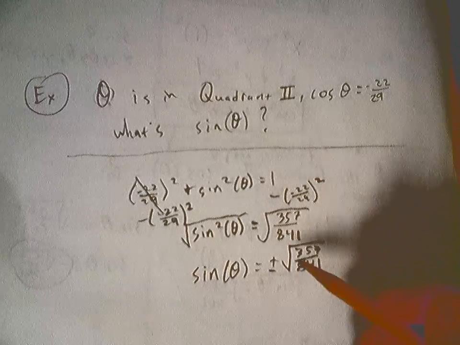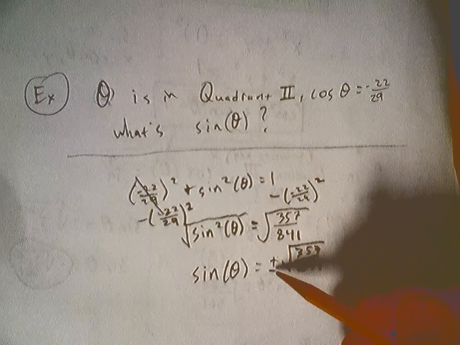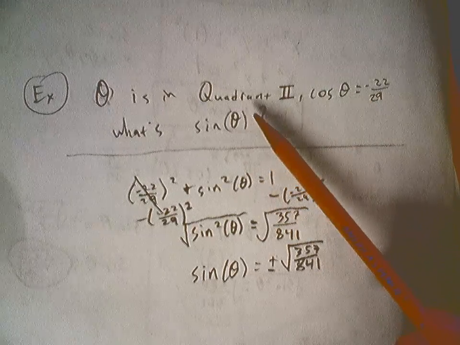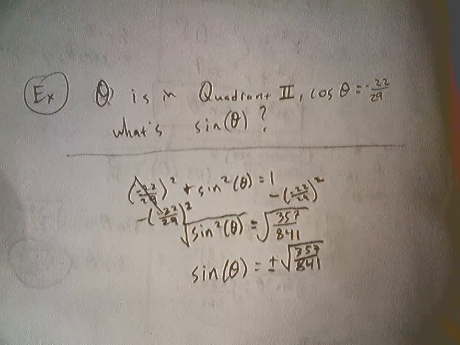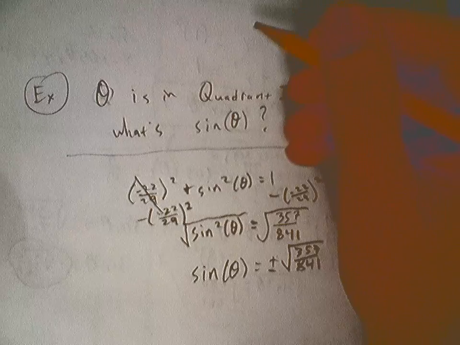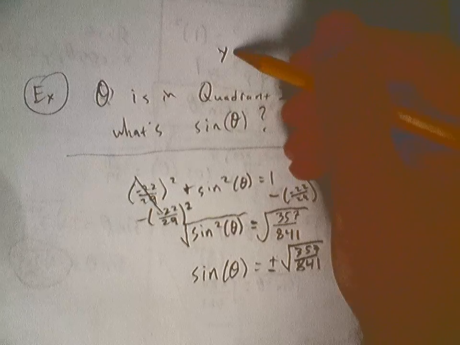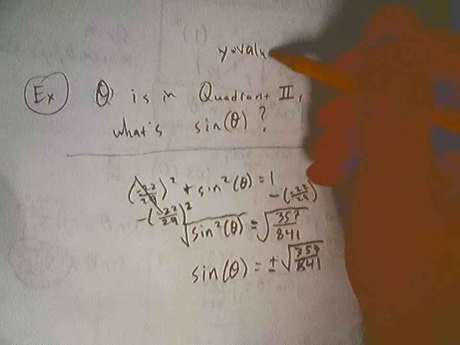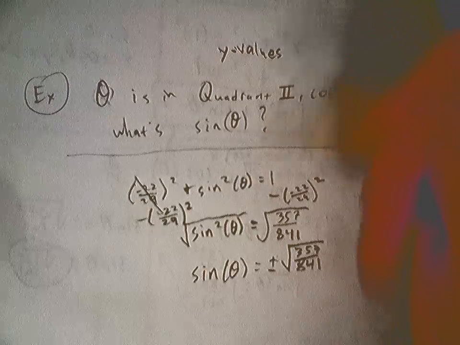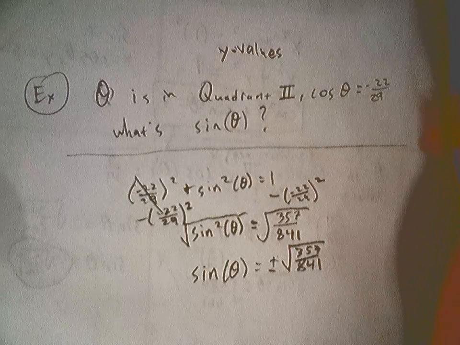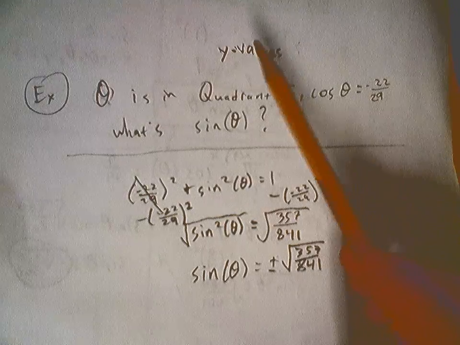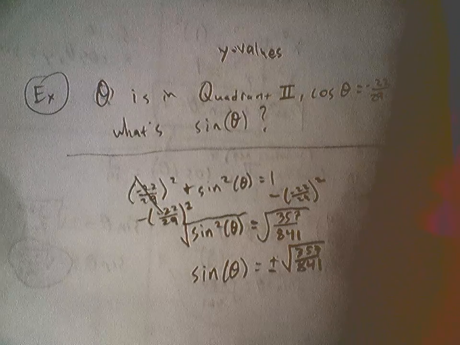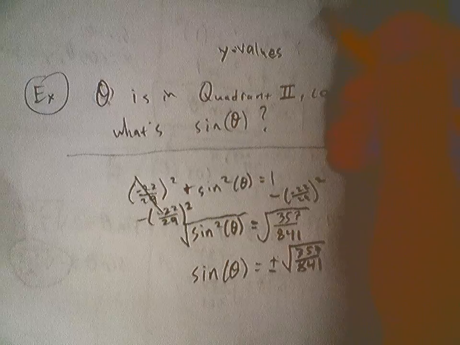So the question is, is it the positive value or is it the negative value? Let's look back and see what quadrant our angle is in. Our angle is in quadrant 2. Let's think about what we know about quadrant 2. Particularly since we're working with sine right now, what do we know about the y values there? Remember, sine corresponds to the y values of the point on the unit circle. So y values in the second quadrant, are they positive or are they negative? In the second quadrant, the y values are positive.